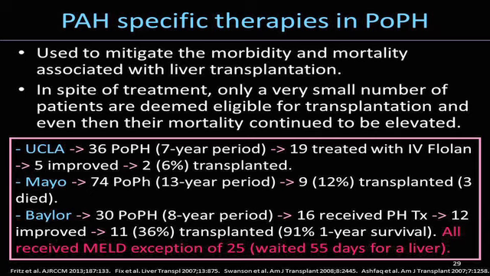But as you see, in these different series, UCLA, Mayo, and Baylor, they had a good number of patients, 36, 74, and 30, and the majority received some treatments, and a third probably improved and were transplanted. And those that improved and were transplanted had a good 1-year survival.